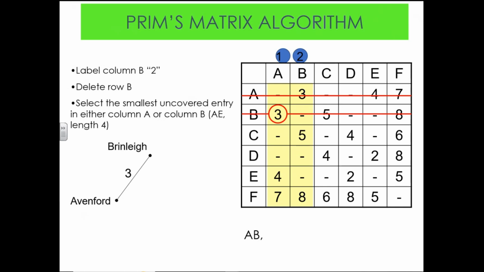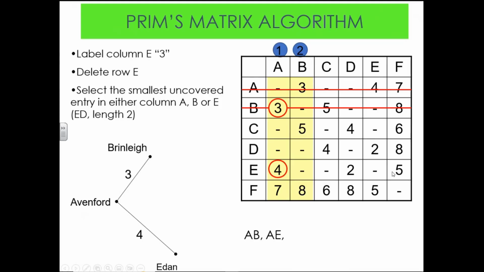Okay. The smallest out of those 2 is this 4 here, so A to E. So you put a circle around that number 4. So we're adding on A to E. So you can add that to your minimum spanning tree. You can add that to your list of arcs. And then we repeat the process. So you cross out row E, you label up column E with a number 3. That's the 3rd node that we have added into our minimum spanning tree.